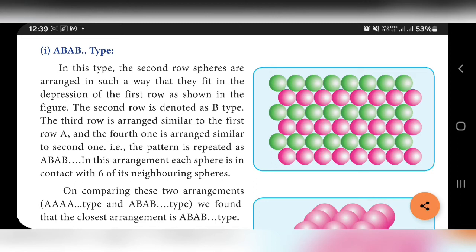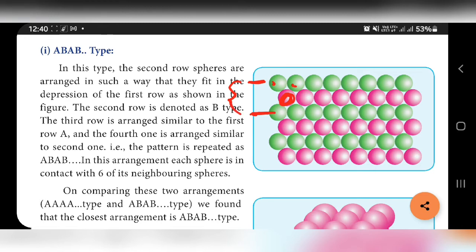In this type, the second row spheres are arranged in such a way that they fit into the depression of the first row. This is the same as our AA type arrangement, but the second row is fitted in the depression of the first row, that is, atoms are placed between two spheres. And the third row is arranged similar to the first row.